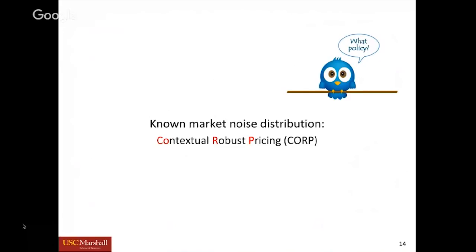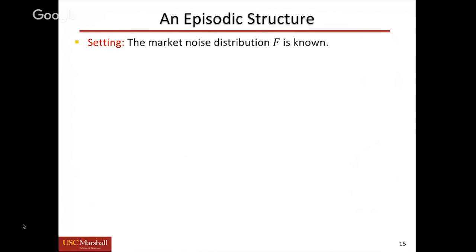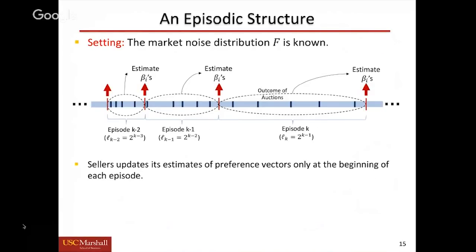Okay, so let's start with CORP, the contextual robust pricing. The setting here, just to say it upfront, is that the market noise distribution F is known. So this is the overall representation of the algorithm. It has some episodic structure, and the length of the episodes doubles each time. So the length of episode K, L_K, would be 2^(K-1). And the seller only updates the estimates of the preference vectors at the beginning of each episode. So whenever a new episode starts, you update your estimates from all the preference vectors, and then you stick with that estimate throughout the next episode.